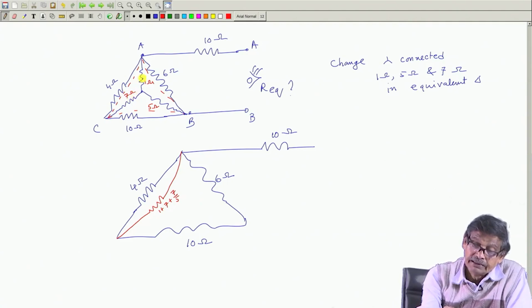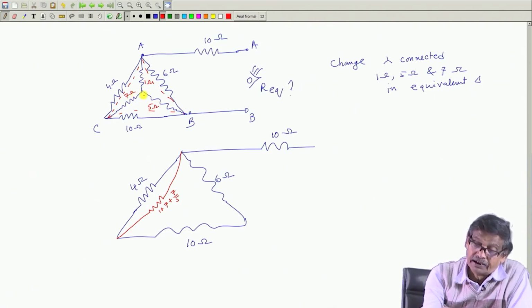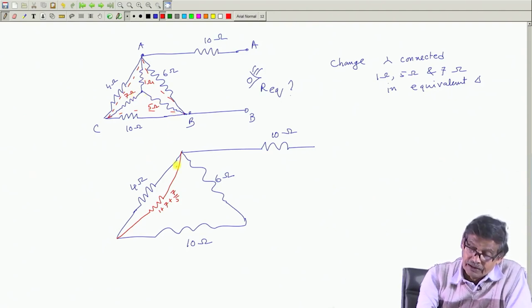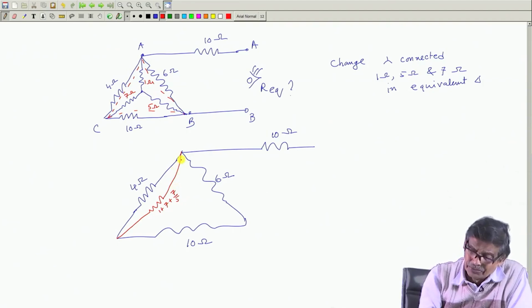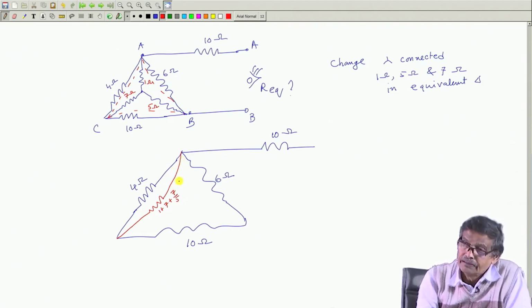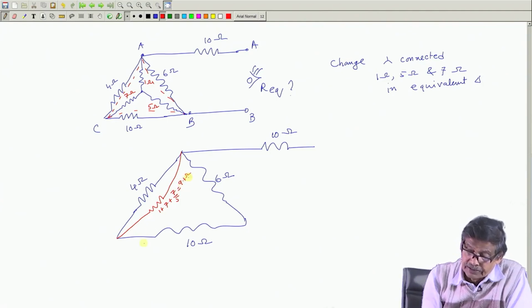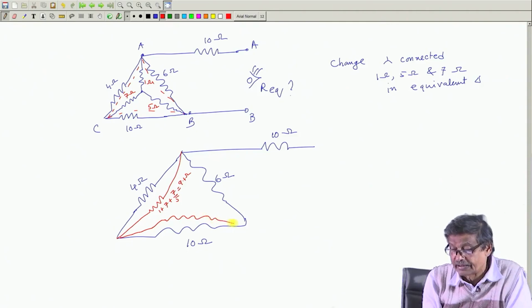R A, this plus this into this, divided by the third one, 5 ohm. How much is it? Some value will come. Is it coming 9.4? So, let us put it. Similarly, this I will replace by a resistance here.